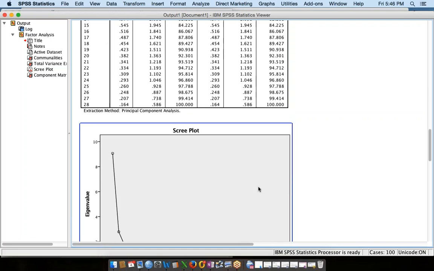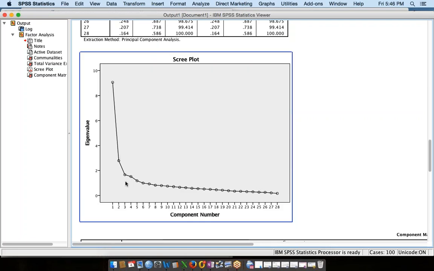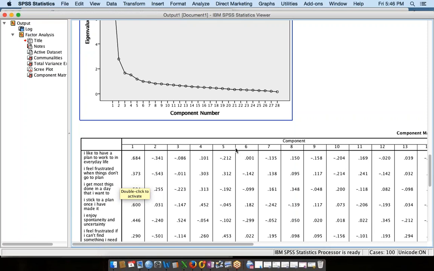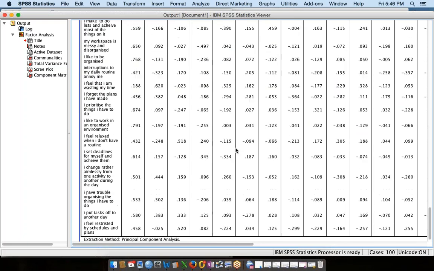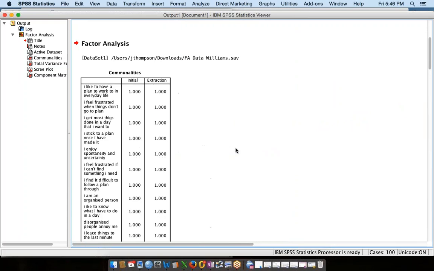Let's look at the scree plot. The scree plot seems to have an elbow here that would indicate 3 if you include the elbow. And remember, this is not going to be interpretable because it has not been rotated yet.